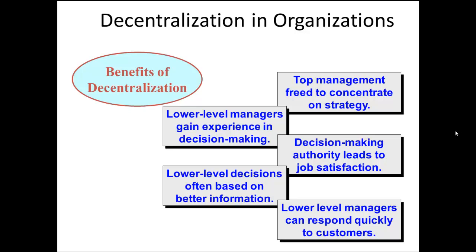Lower level decisions are often based on better information because these lower level managers are down in the trenches, and lower level managers can respond quickly to customers. It doesn't take them 3 weeks to cut through all the red tape, right?